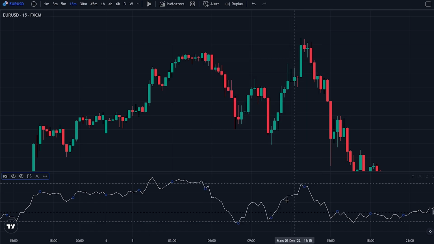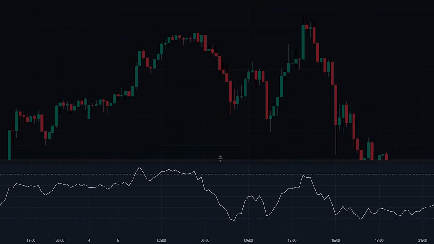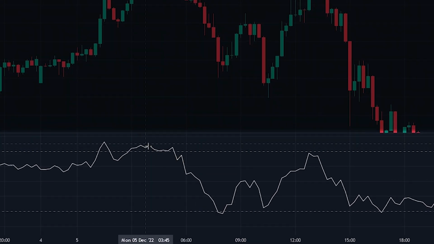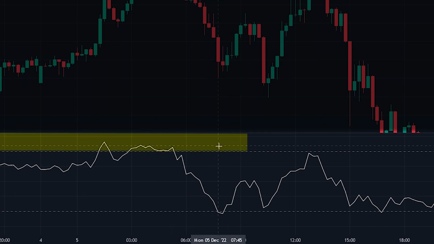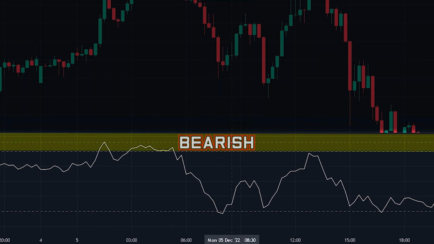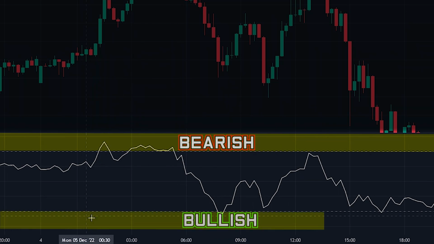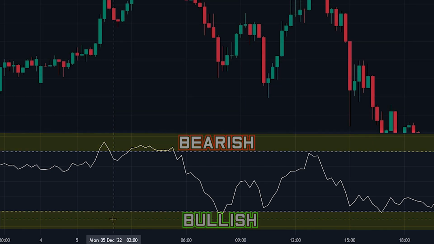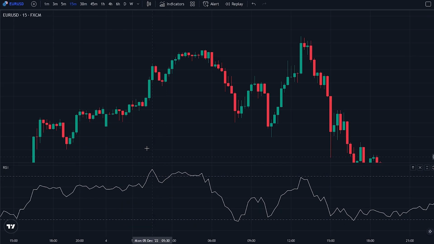The RSI has two main ways people interpret it, the first way being by looking at the overbought and oversold zones on the RSI. The price is considered overbought when the RSI is above 70, indicating that the market might be heading downwards. Whenever the RSI is trading below 30, it's considered oversold, indicating that the market might be heading in a bullish direction. Even though this is an easy way of reading the RSI, this method doesn't use one of the most powerful features of the RSI.